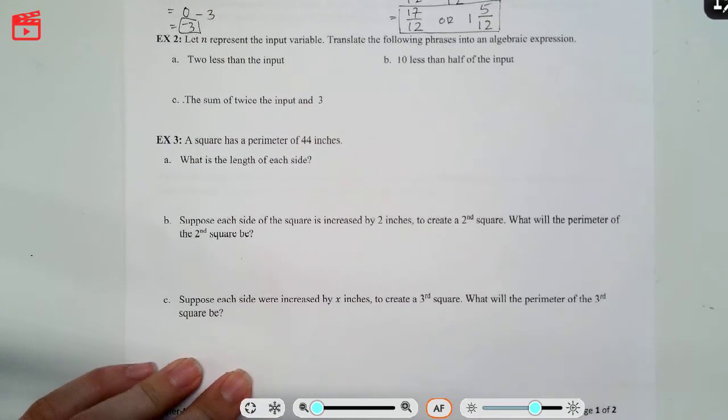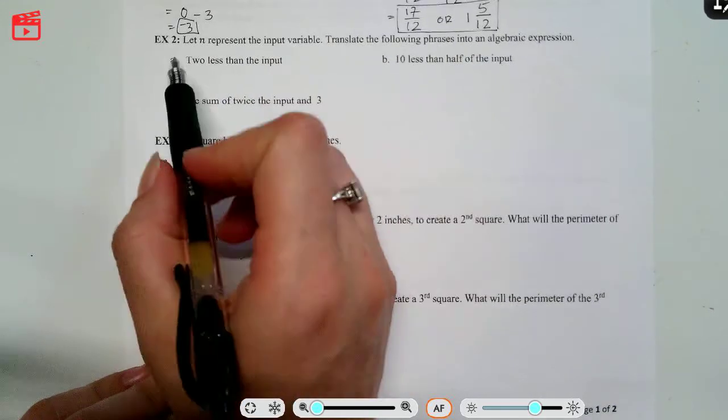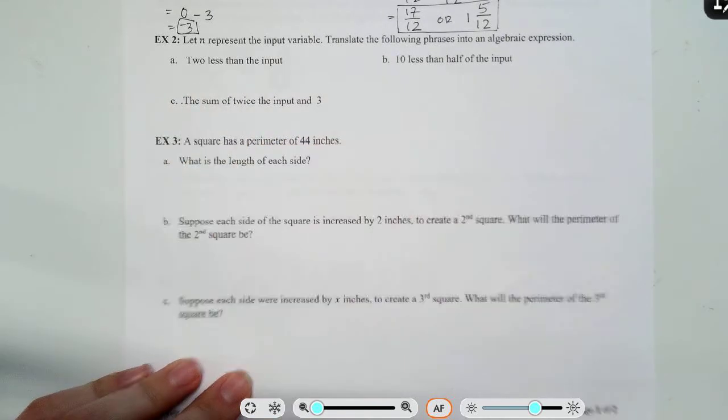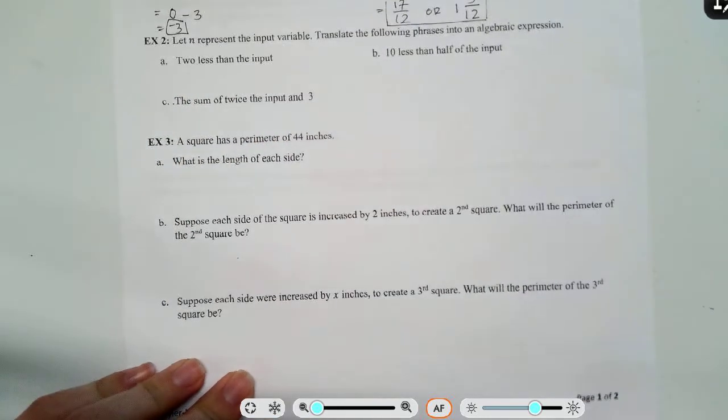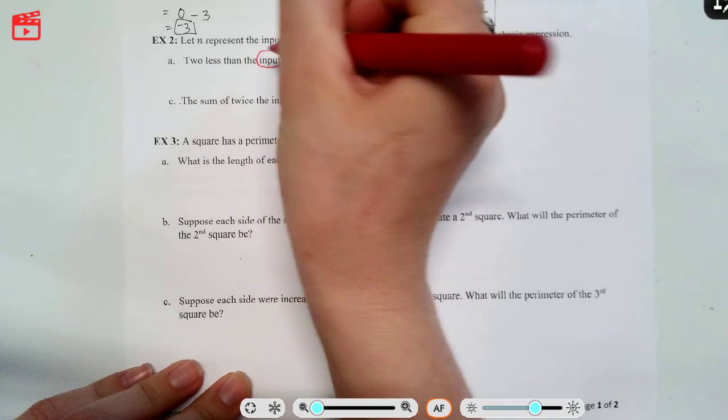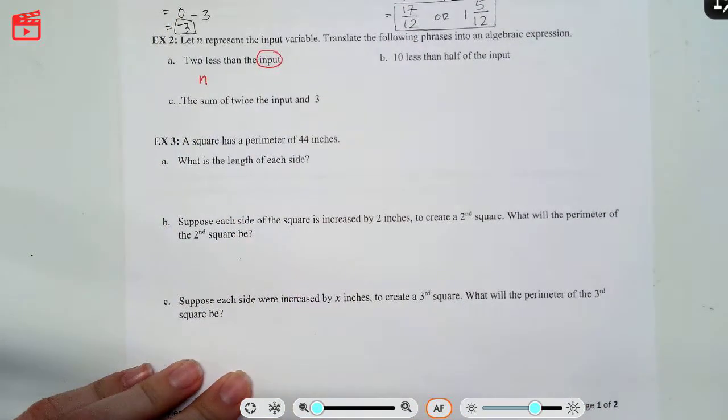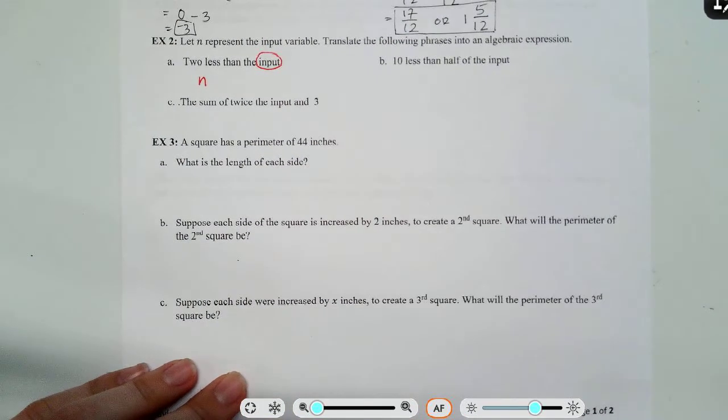Example 2. Let n represent the input variable. Translate the following phrases into an algebraic expression. So n is our input variable. For part A, 2 less than the input. So our input is n. 2 less than that. How would we describe that?